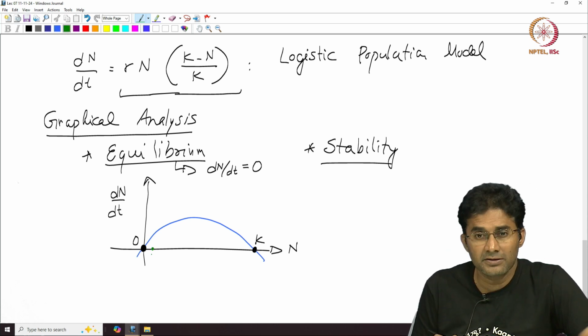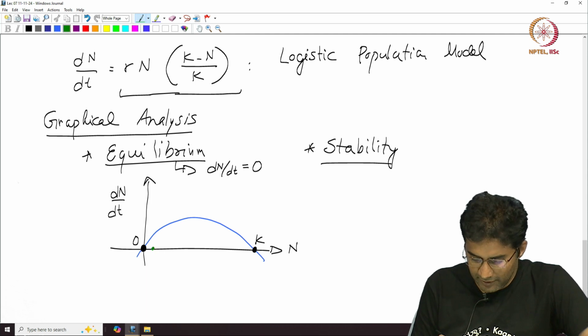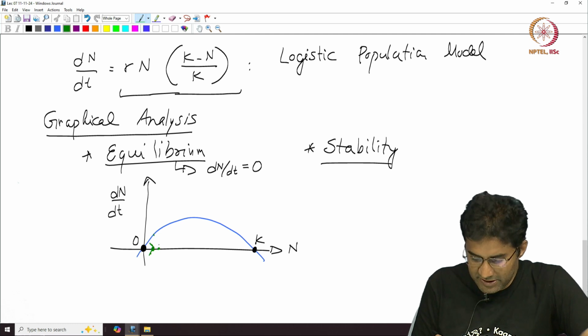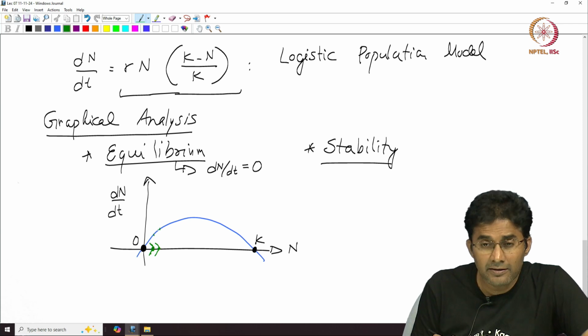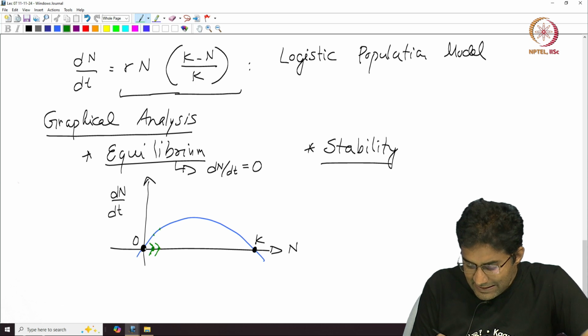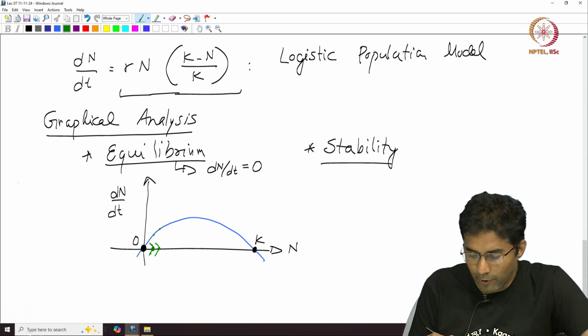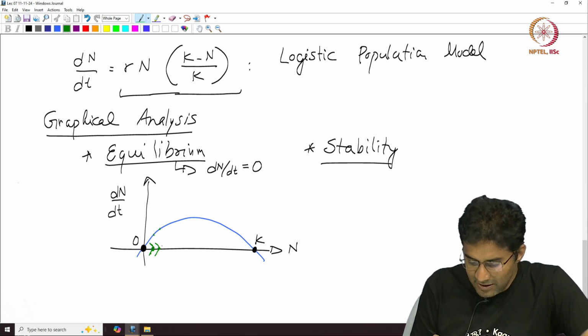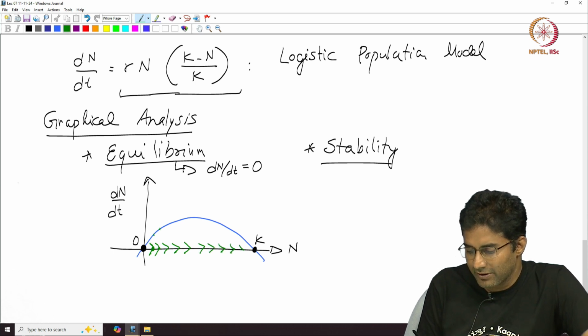If I make a small perturbation away from the equilibrium here, shown by this green dot, the growth rate at this population size is positive. Therefore, the population will increase further and lead to a larger population, and again at this point the population size is large and the growth rate is larger, so the population will increase further. As you can see, in this entire window between 0 and k, the blue line has a positive growth rate. That means the population will keep on increasing wherever you start between 0 and k.